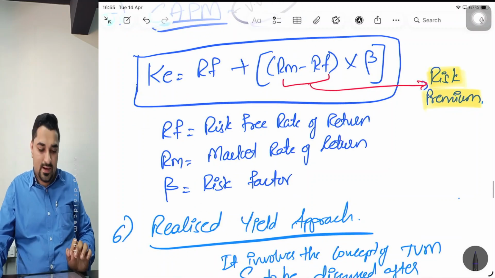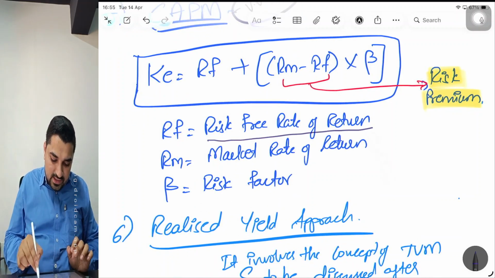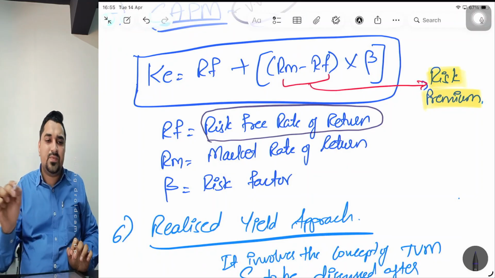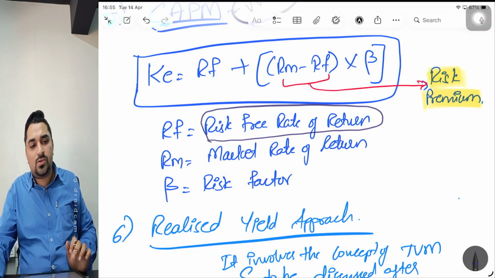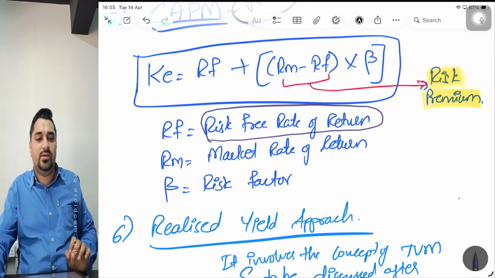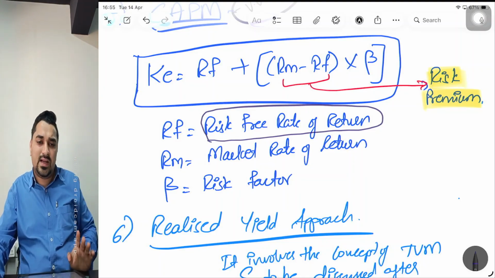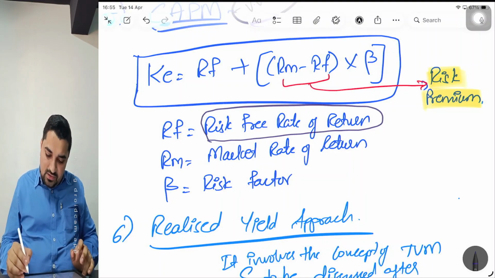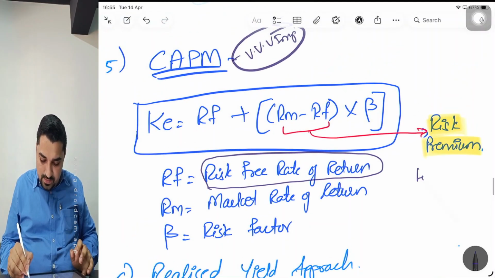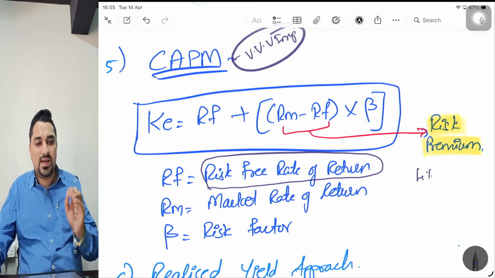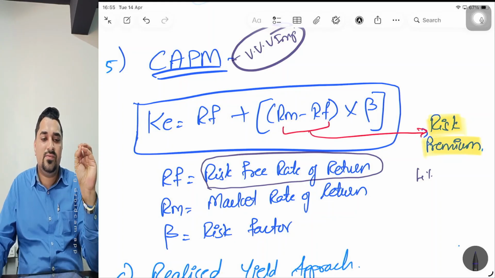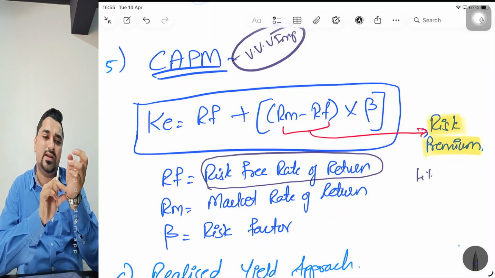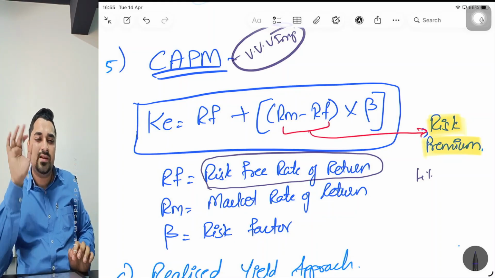Sir, what do you mean by RF? RF means risk-free rate of return. If I go and invest my money in a post office or in government securities, what is the minimum return that I can get? That is called the risk-free rate of return. That is the minimum return that I can earn without taking any risk, zero risk. In my example, I'll assume it as 4%. So RF is the minimum required return. Even if I don't take any risk and invest in government securities, I'll get 4%.